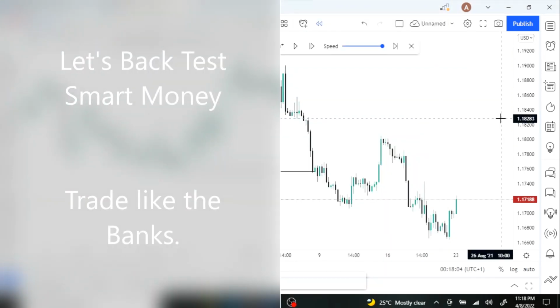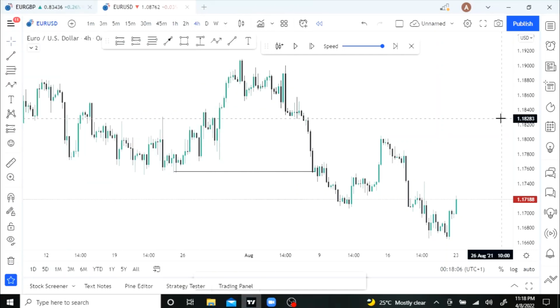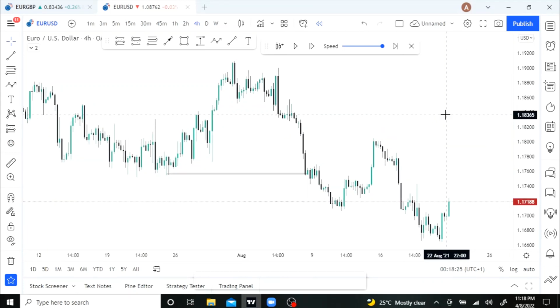I'll be backtesting the smart money concept, supply and demand, or order blocks. Whichever way you want to call it, it's the same concept. I'll be backtesting it with you on EUR/USD. How I trade this concept is I look for my direction on the 4-hour and I look for confirmation entries on the 15 minutes. So I want you to think about this structure right now for a second.